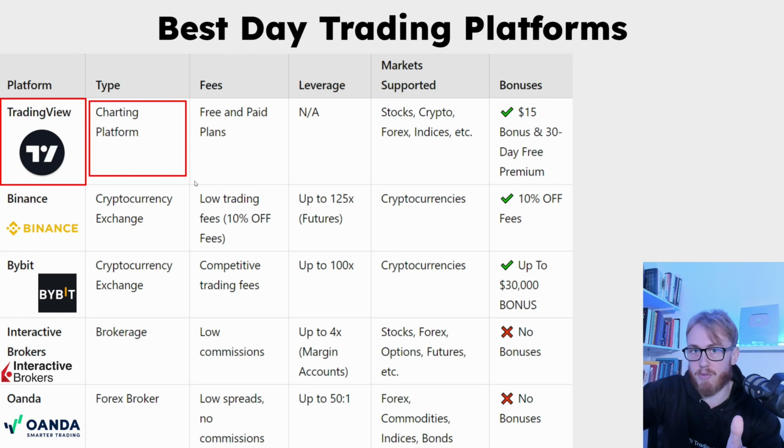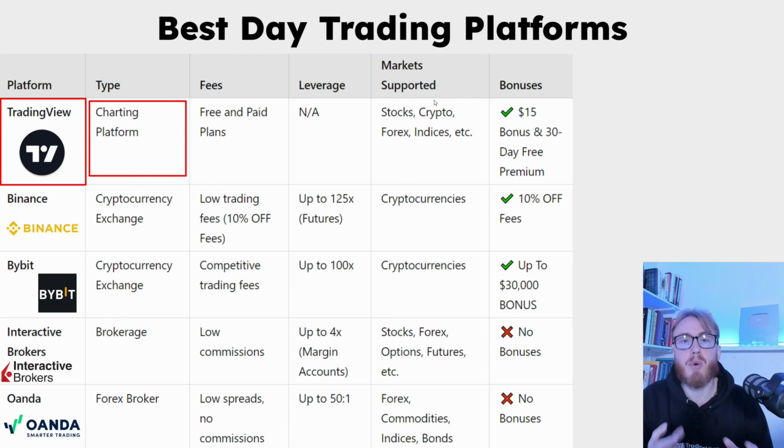And during the rest of the course, I will be using TradingView to show indicators and other trading concepts as well. So if you want to be able to follow along during the rest of this course, I highly recommend that you at least sign up for TradingView.